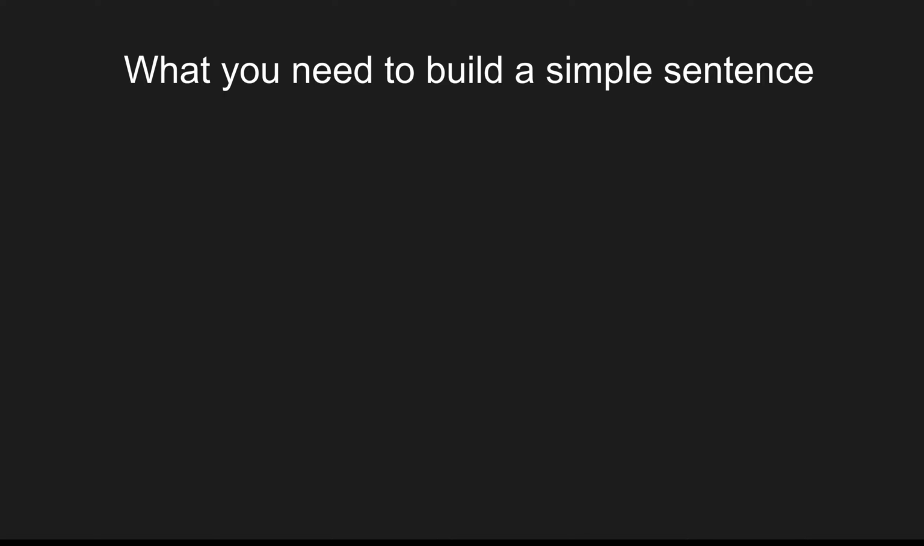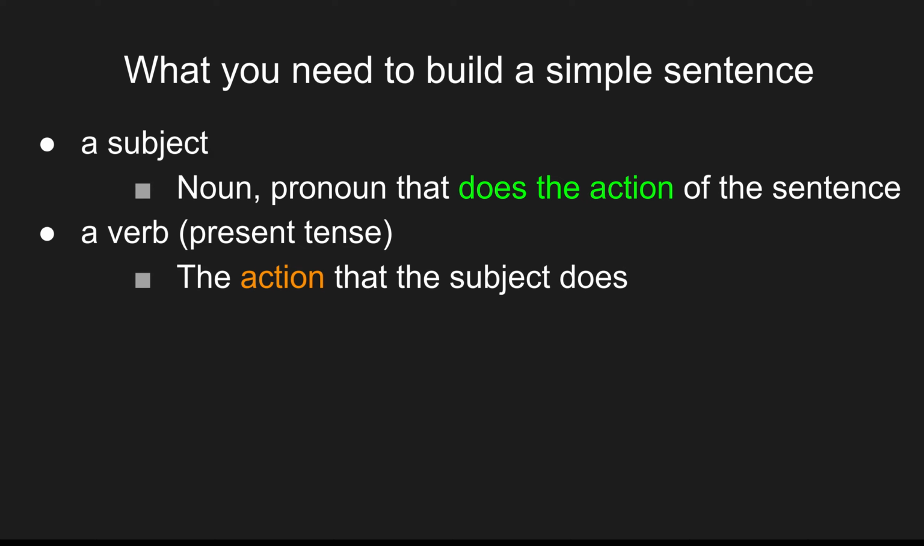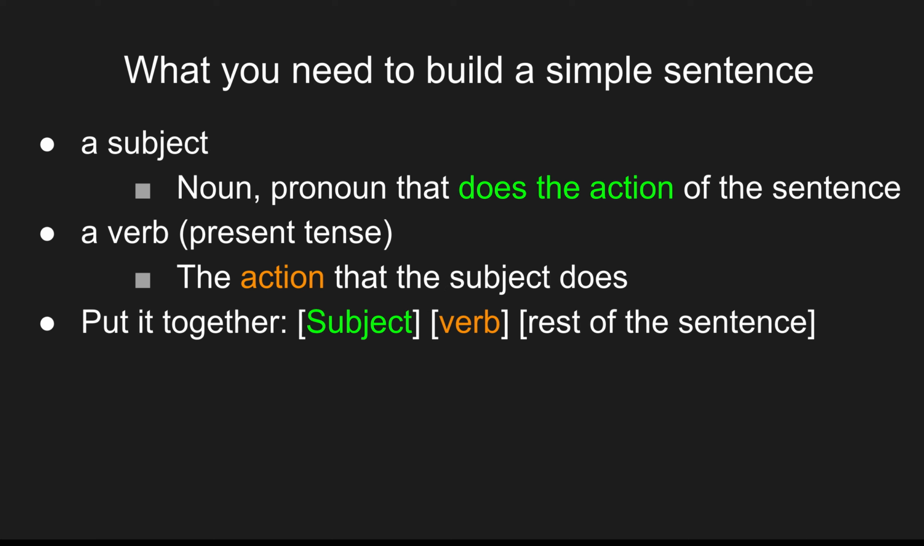These are the things that you need to build the simple sentence. You need a subject, so a noun or pronoun, either one that will do the action of the sentence. And you need a verb. We're going to work on the present tense in this video. The verb shows the action that the subject does. You're going to put it together. You have the subject, the verb, and the rest of the sentence.